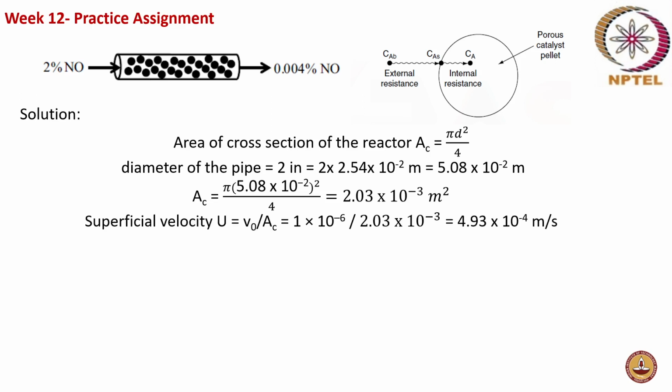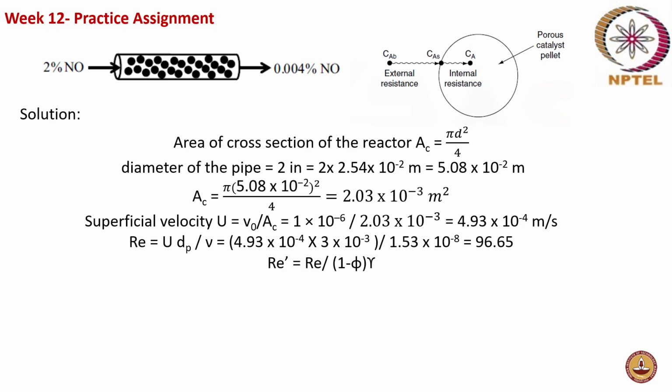Superficial velocity can be found out from these two values. So it is 1 into 10 power minus 6 divided by 2.03 into 10 power minus 3. You will end up with the value of 4.93 into 10 power minus 4 meter per second. So from this you can find out the Reynolds number value. So you have the value of U, dP and mu. So 4.93 into 10 power minus 4 multiplied by 3 into 10 power minus 3 divided by 1.53 into 10 power minus 8, you will get the Reynolds number to be 96.65.